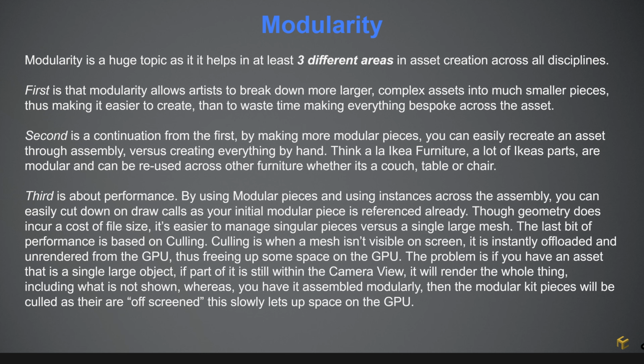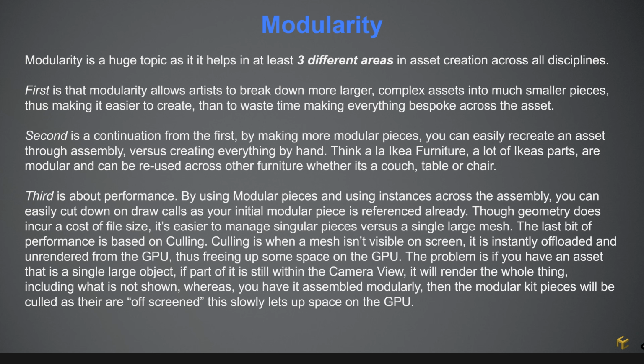Because it's already been referenced once, the draw call doesn't simulate again. It's going to reuse that same computation, thus making it cheaper because you've already called on how to draw the window, the door, the wall, all those different things. The other is based off of this thing called culling.